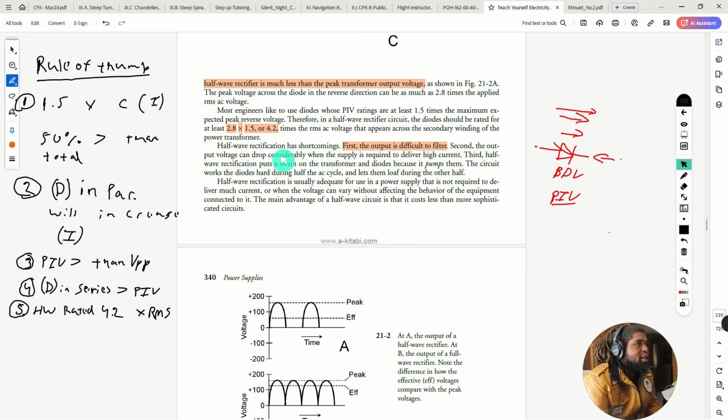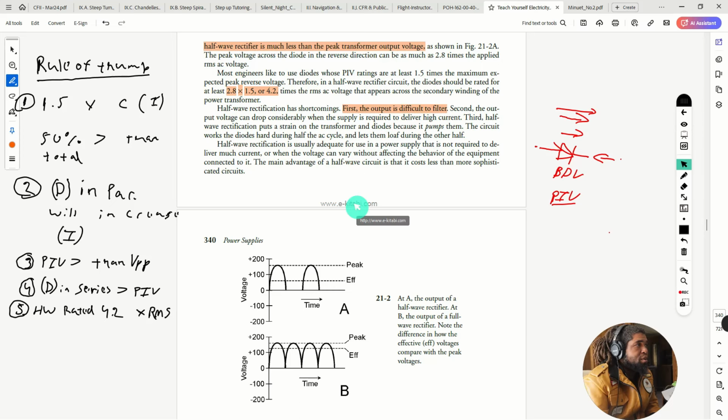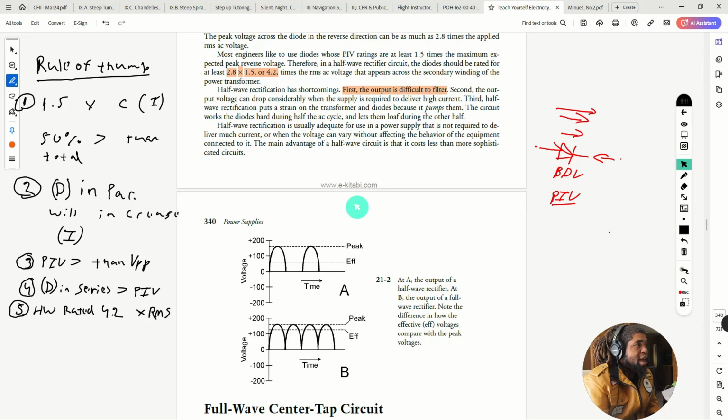Second, the output can drop considerably when you put a supply at a high current. We talked about that. So it's bad with current, bad with filtering. Third, the half-wave rectifier puts a strain on the transformer and the diodes. The circuit works the diodes hard during half the cycle and lets them loaf during the other half. Half-wave rectification is usually adequate in a power supply that is not required to deliver much current. Let's highlight that so we know that.